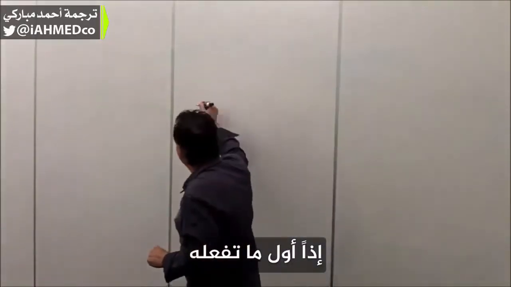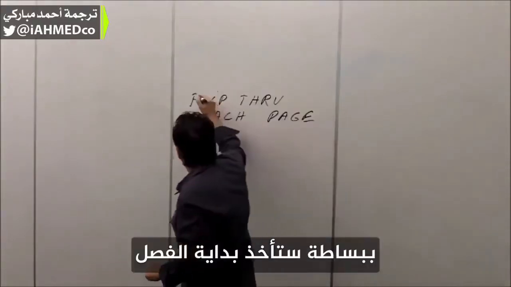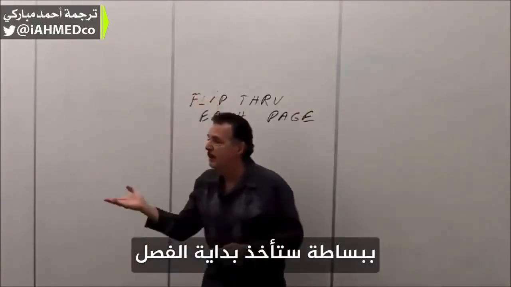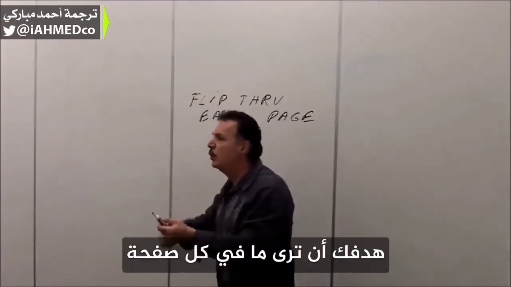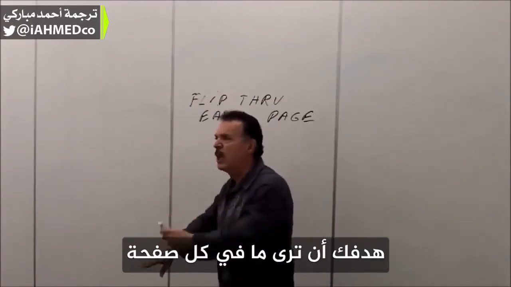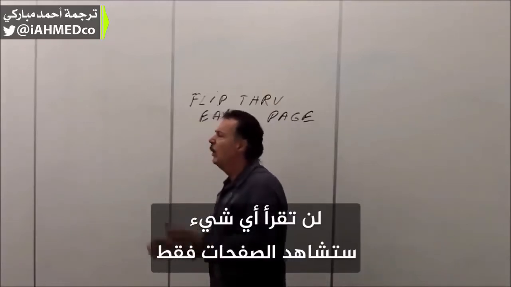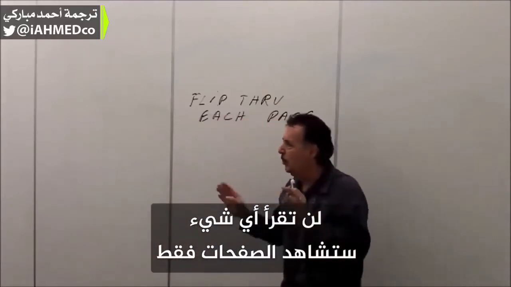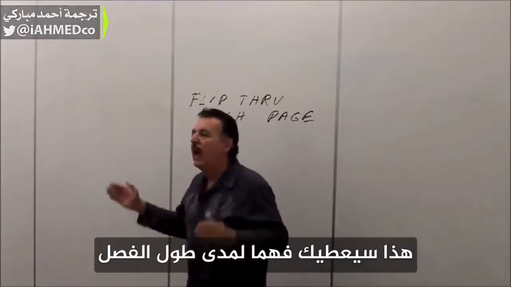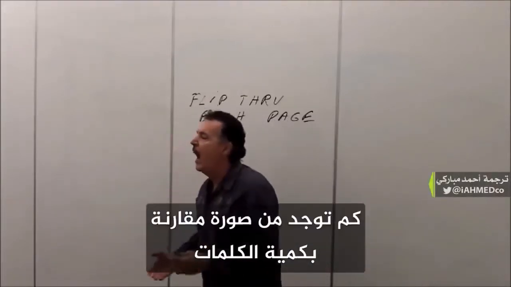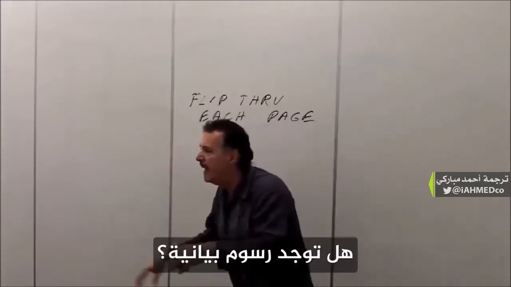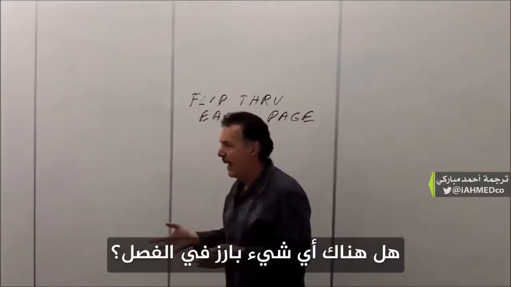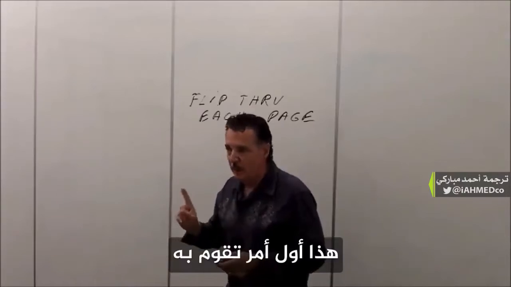So, the first thing you're going to do is simply take the beginning of the chapter and turn page after page after page, and just look to see what's on each page. You're not going to read anything. You are just going to look at what the pictures are. It's going to give you a sense of how long the chapter is, how many words there are compared to images, whether there are going to be graphs, does anything jump out at you? That's the very first thing you're going to do.